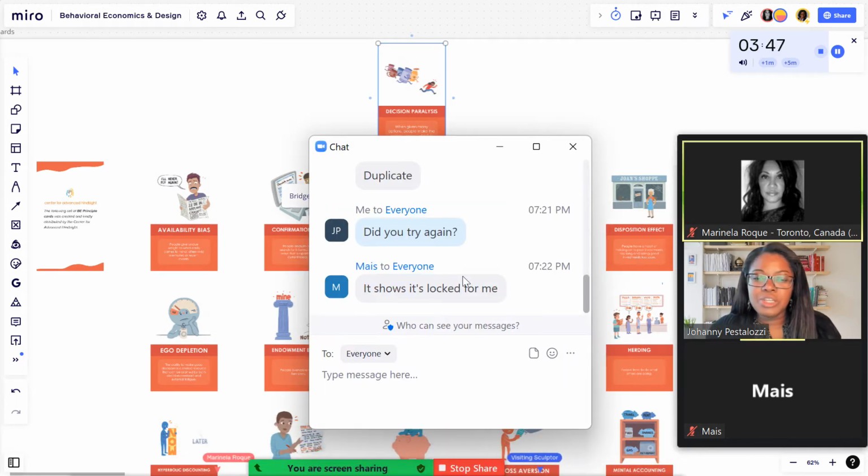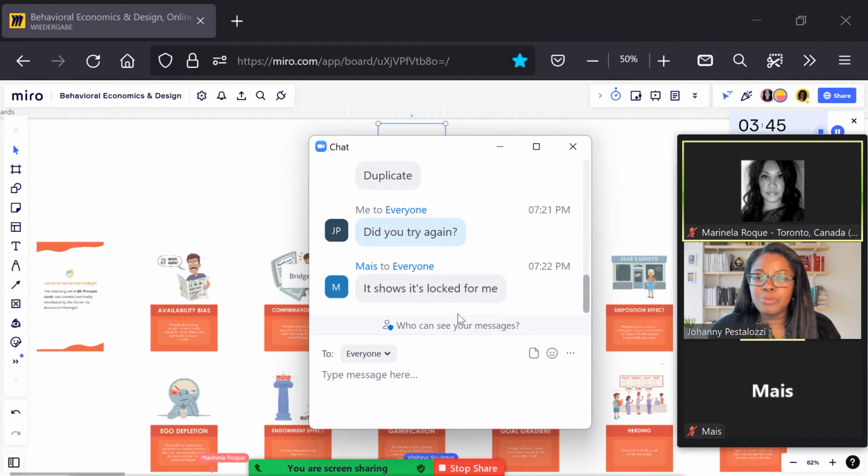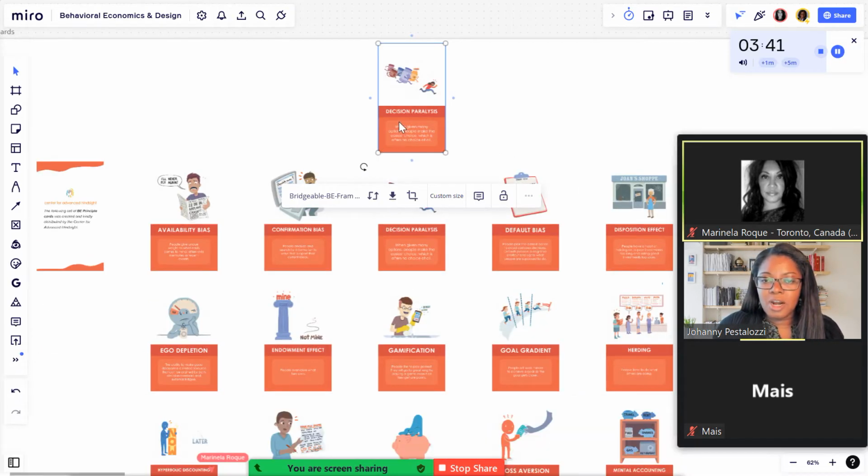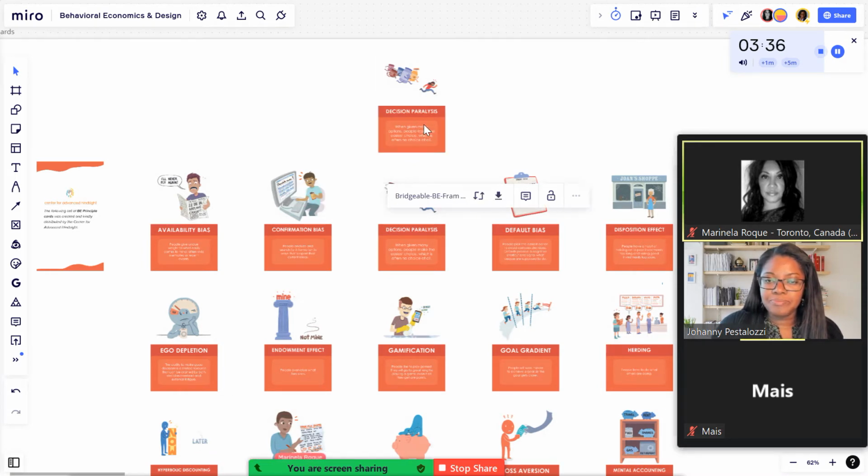Try to refresh the board. I removed the lock function. So essentially you just need to select the card. You can look now at the screen, select, then press Ctrl D and it duplicates for you.